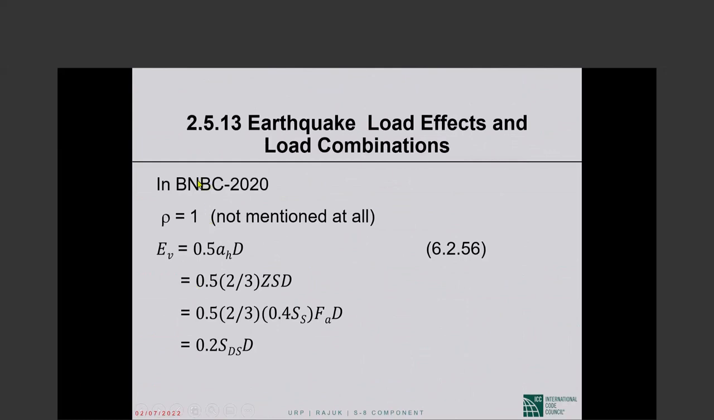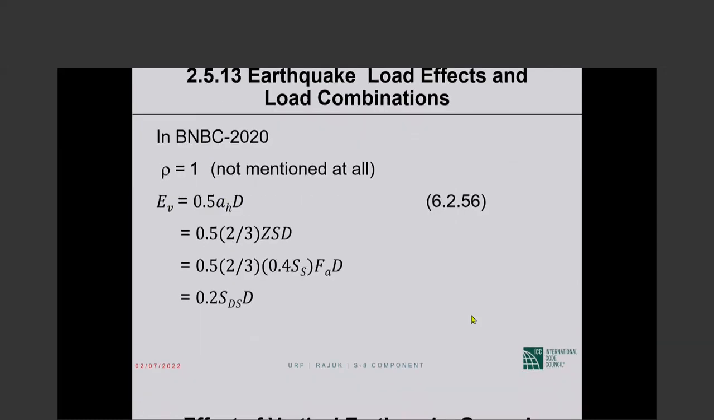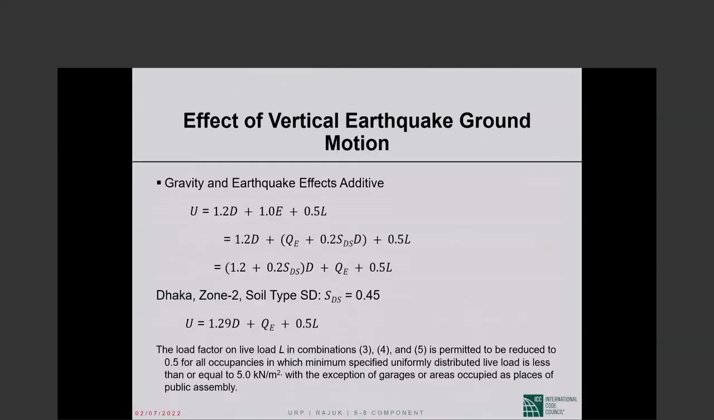So BNBC, I mentioned that rho is 1. E sub B is written that way, and I have explained why that is exactly equal to that. I wouldn't spend time on the details. It's very clearly spelled out.